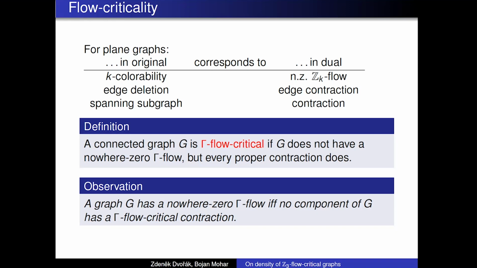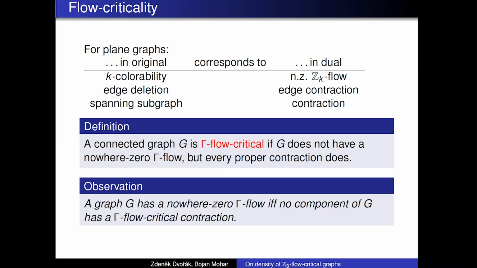It was proposed by Lovász, I think. I'm sorry if I attributed the wrong person. So we say that a connected graph G is Γ-flow critical if G doesn't have a nowhere zero Γ-flow, but every proper contraction does have it. And as an observation of why this is a good definition, a graph has a nowhere zero Γ-flow if and only if no component of G has a Γ-flow critical contraction.